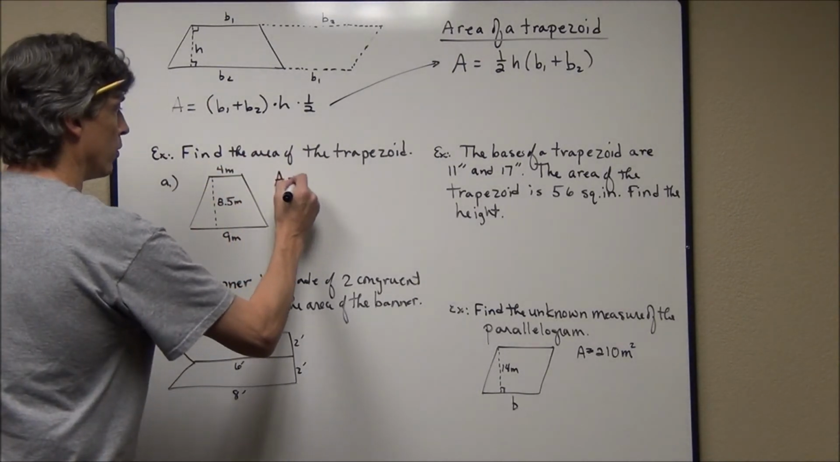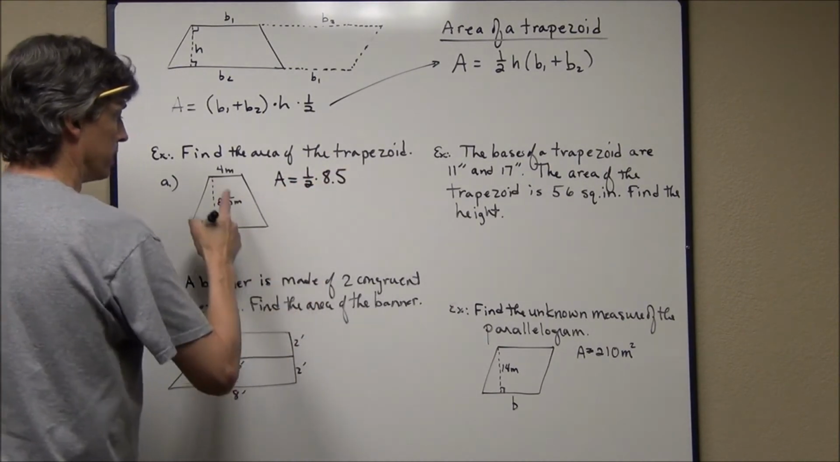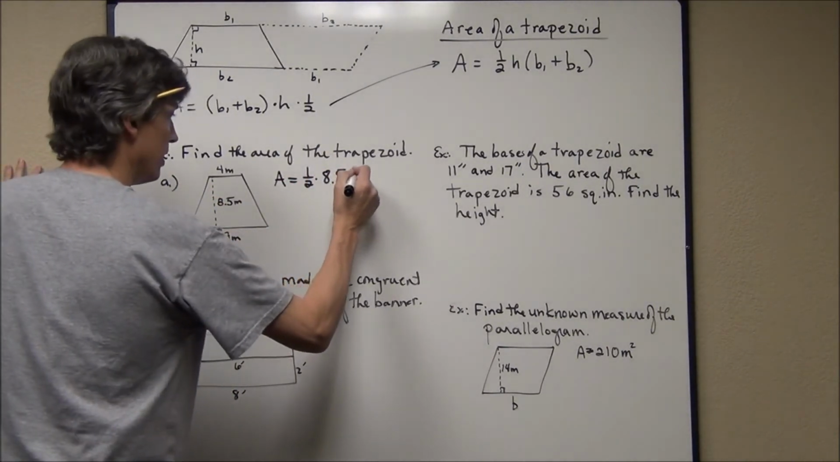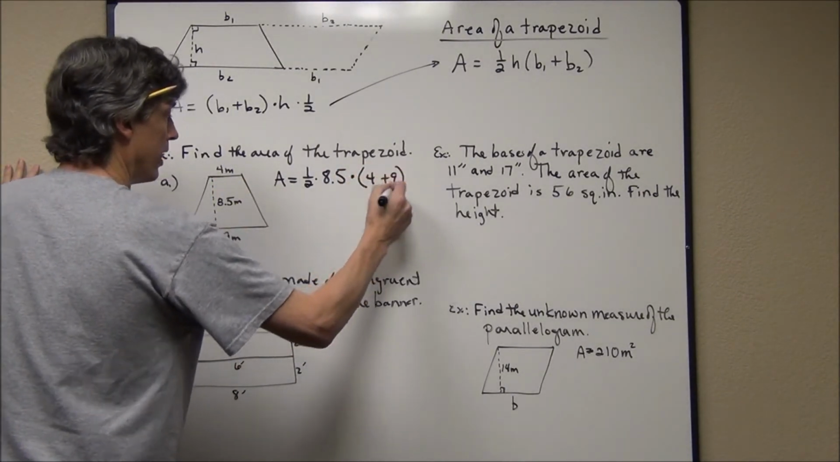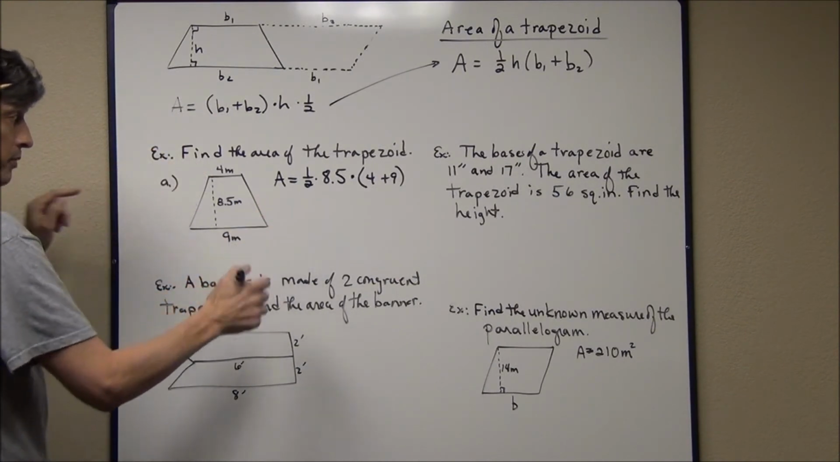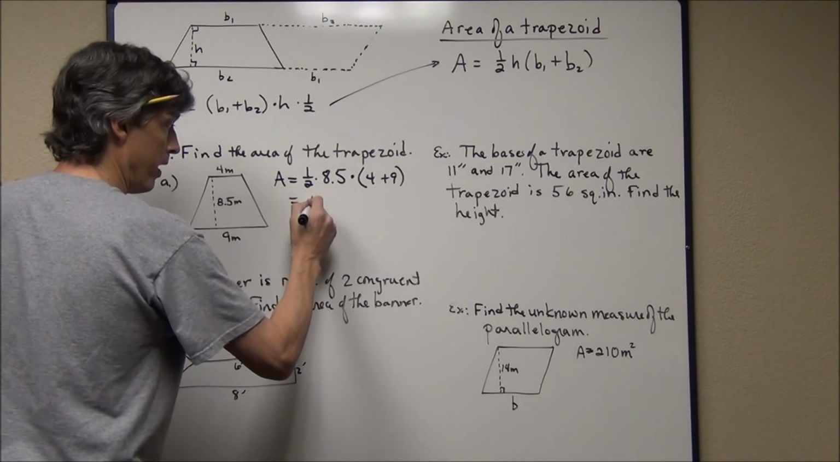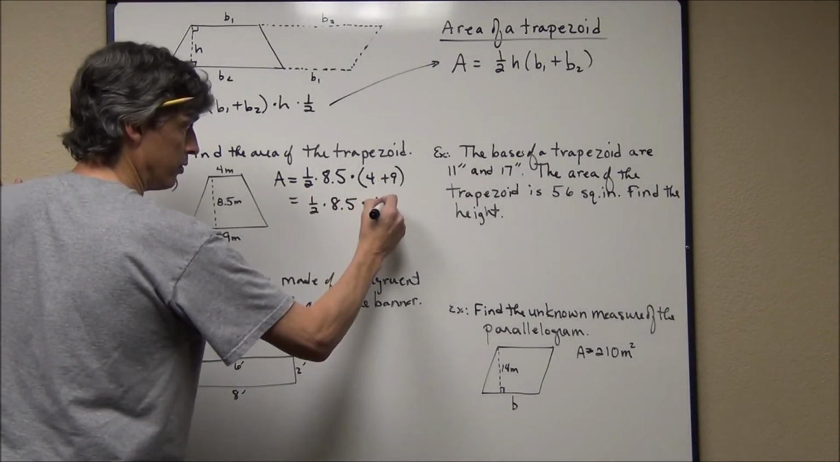Well, the area will equal 1/2 times the height, which is 8.5, don't let that decimal mess with you, times the sum of the bases, which are 4 and 9. So 4 plus 9. Now, by the way, these are the bases. I may have mentioned this before. These are the legs of the trapezoid. So I have to multiply 1/2 times 8.5 times 13.